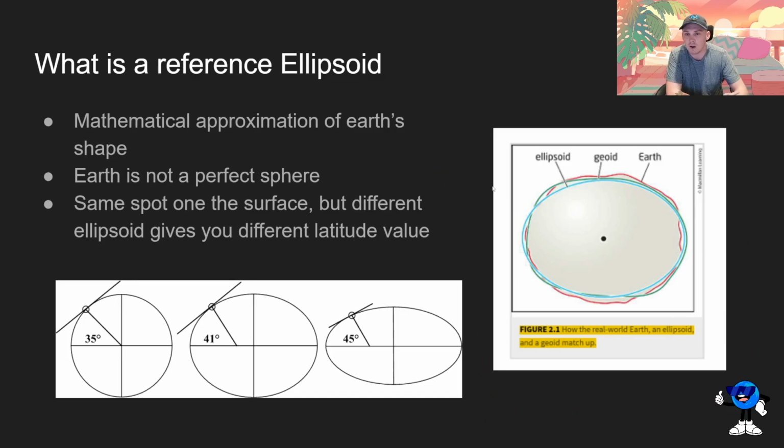So what's a reference ellipsoid? It's a mathematical approximation of Earth's shape. As I'm sure everyone knows, Earth is not a perfect sphere. The same spot on the surface gives you a different value for different ellipsoids.